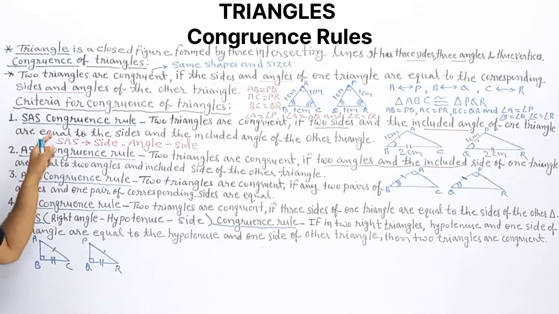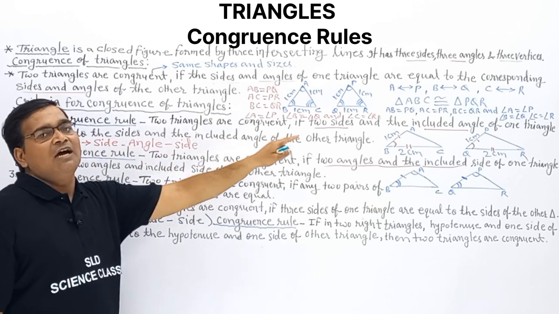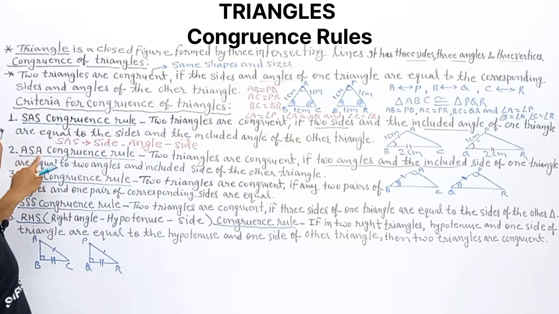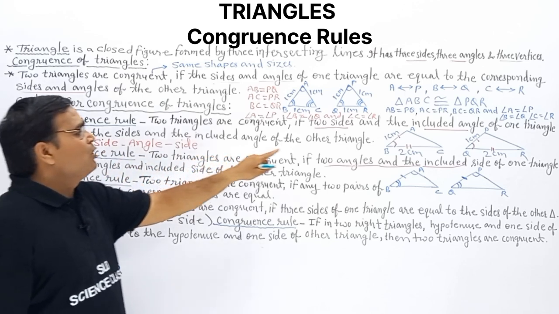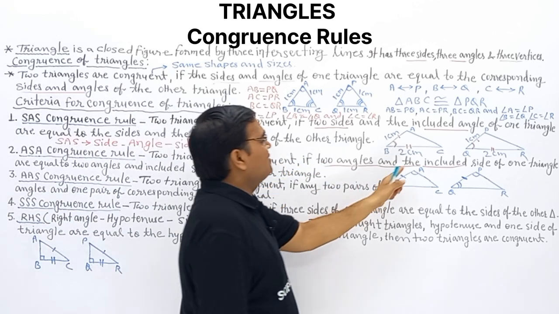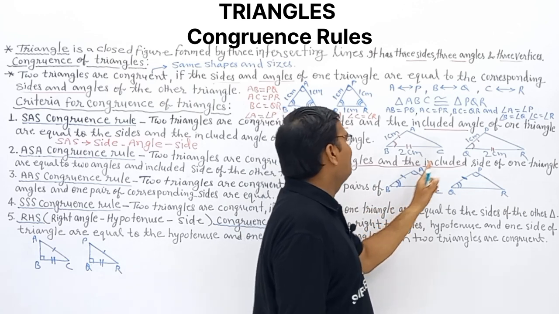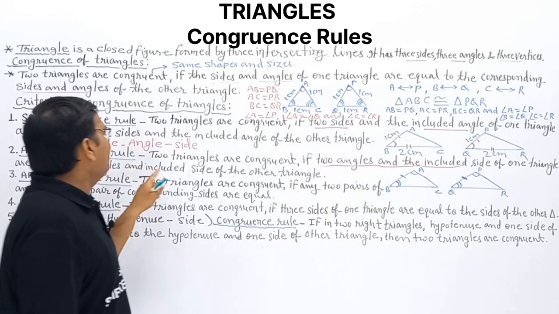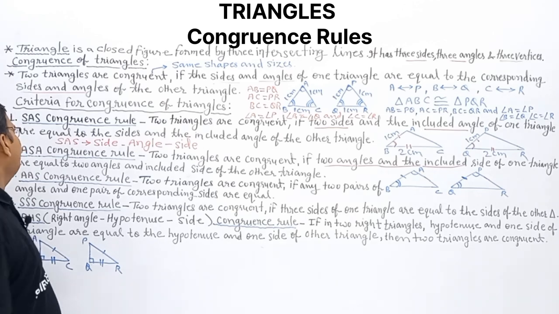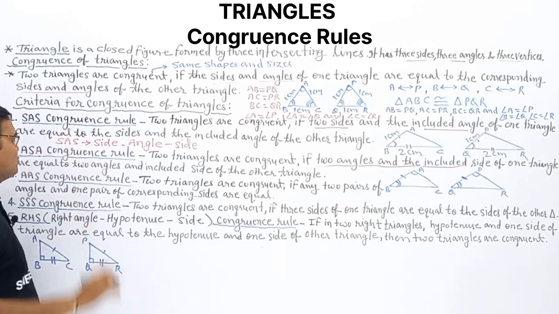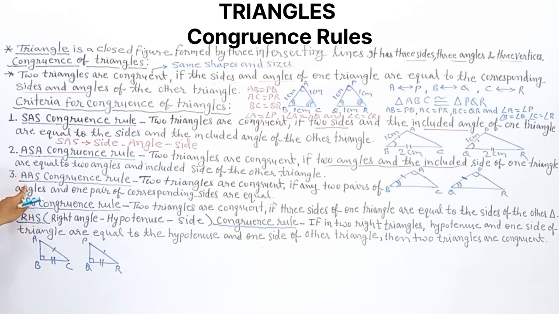So we studied two congruence rules. First one is side angle side, in which two sides and included angle of one triangle are equal to two sides and included angle of the other triangle. And angle side angle congruence rule, in which two angles and included side of one triangle are equal to two angles and included side of the other triangle, then we can say ASA congruence rule. Now the third one, angle angle side congruence rule.